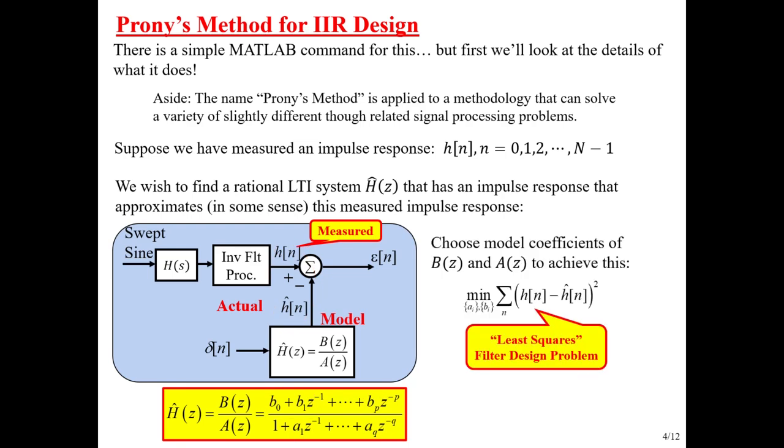So here's our mathematical formulation. Choose these coefficients to achieve this. I want to minimize over the choice of my coefficients the sum of the squares of the error. That's a least squares thing, right? Error squared sum. Well, that's a least squares, and this is called a least squares filter design problem. So we're trying to design a filter whose impulse response matches some, in general, desired impulse response, but here some measured impulse response.